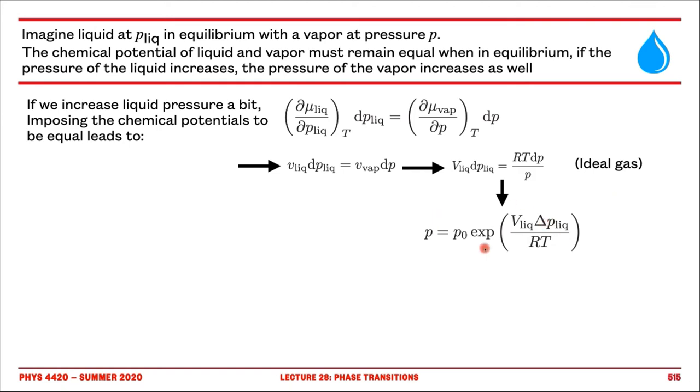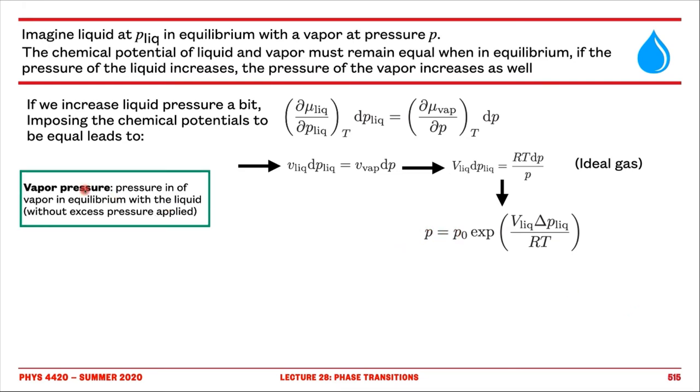And so what we found is that the pressure in the vapor will actually change like this equation here. So of course that means that when delta P liquid is zero, so when there's no external change to the pressure to the liquid, P0 is equal to P. And in fact, this is called the vapor pressure. The vapor pressure is by definition the pressure of a vapor in equilibrium with the liquid without excess pressure applied. So this is P equal P0. Basically, the vapor pressure is P0. Vapor pressure is that pressure of a vapor in equilibrium with a liquid. Okay, so that's a definition.